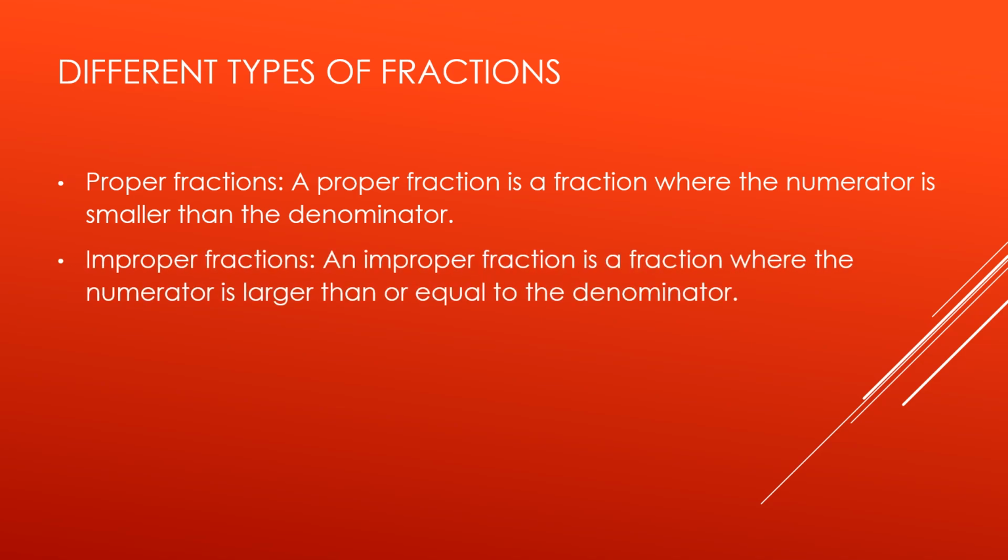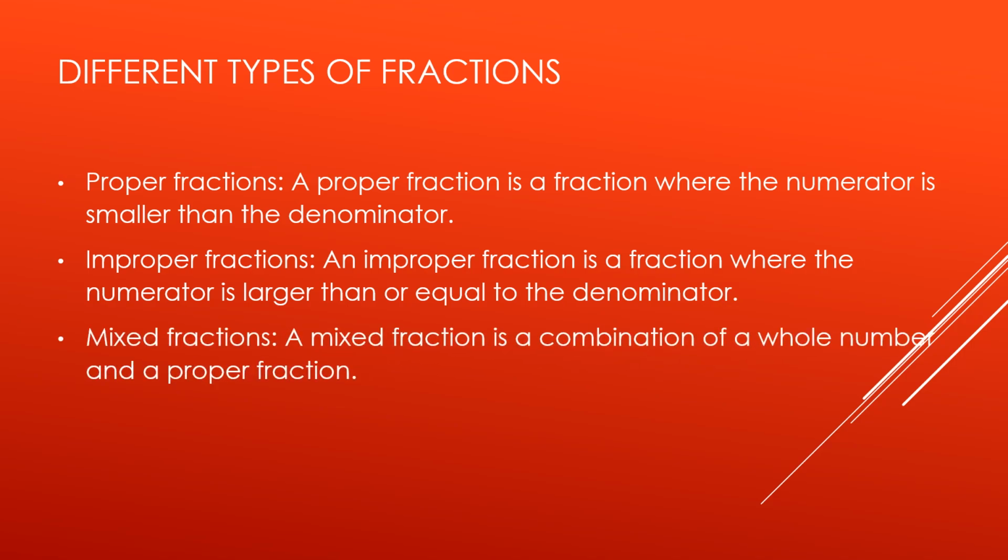2. Improper fractions. An improper fraction is a fraction where the numerator is larger than or equal to the denominator. For example, 9/4, 5/3, and 13/6 are improper fractions. 3. Mixed fractions. A mixed fraction is a combination of a whole number and a proper fraction. For example, 3 1/4, 2 2/5, and 3 1/9 are mixed fractions.